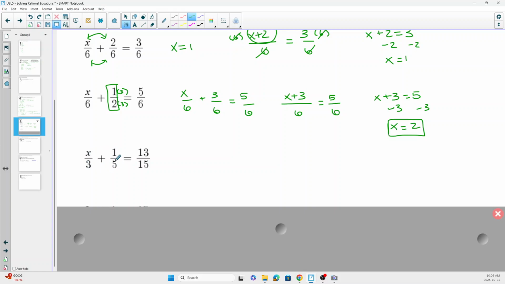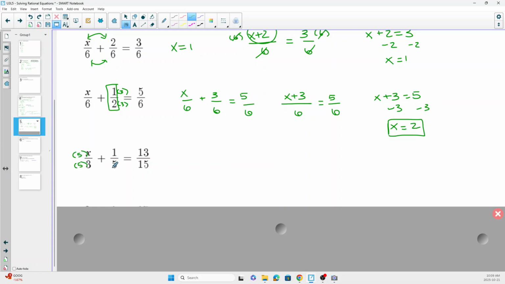So when this happens, we need to find a common denominator, and in this case that common denominator is 15. To turn a 3 into a 15, I'm multiplying it by 5. And to turn a 5 into 15, I'm multiplying it by 3. So I end up multiplying this fraction, top and bottom, by the denominator of this fraction.